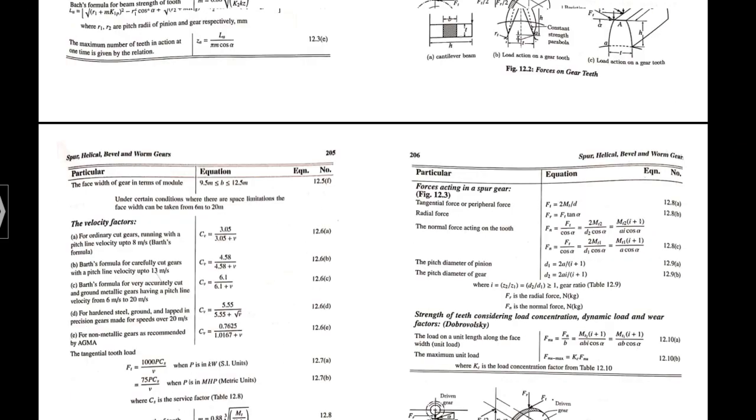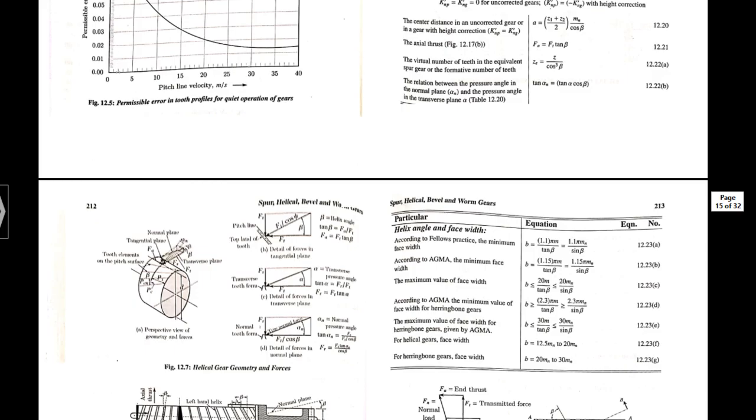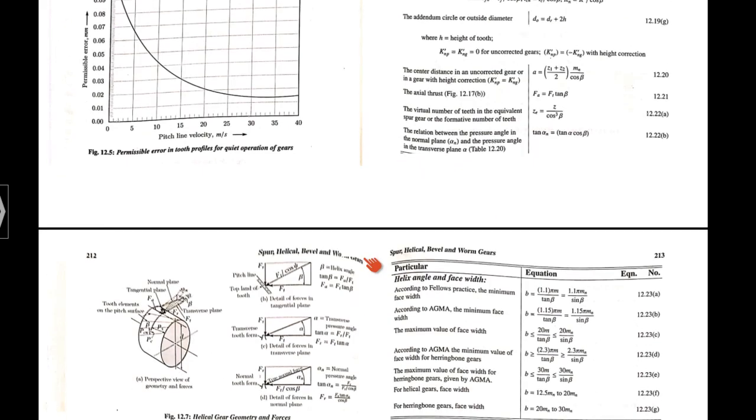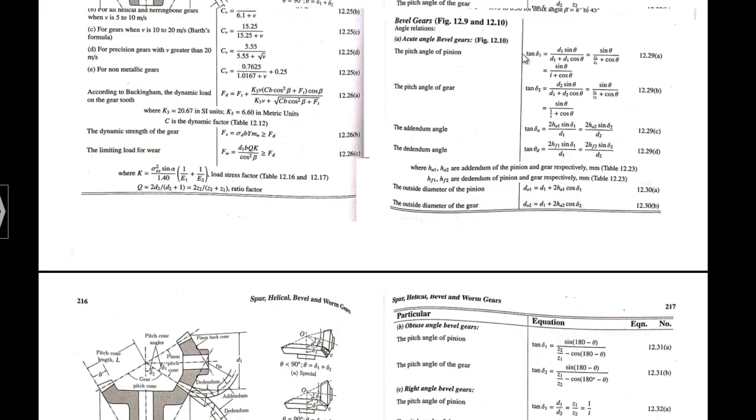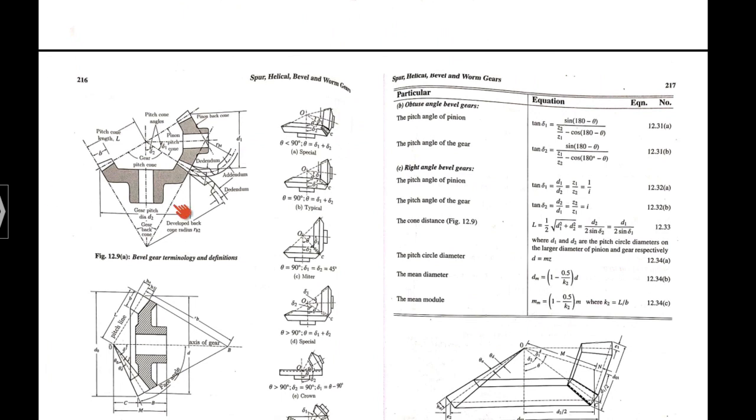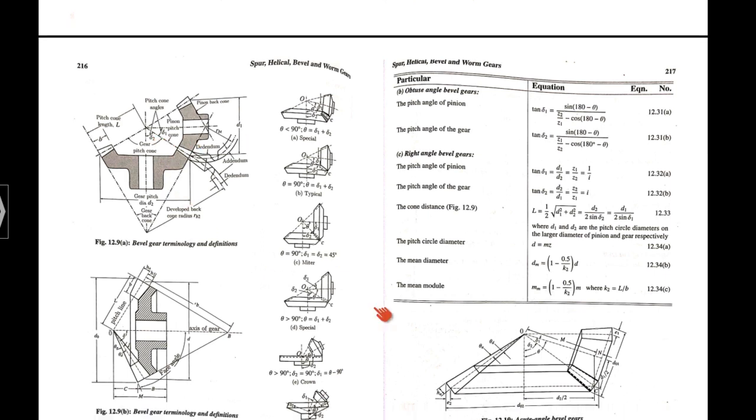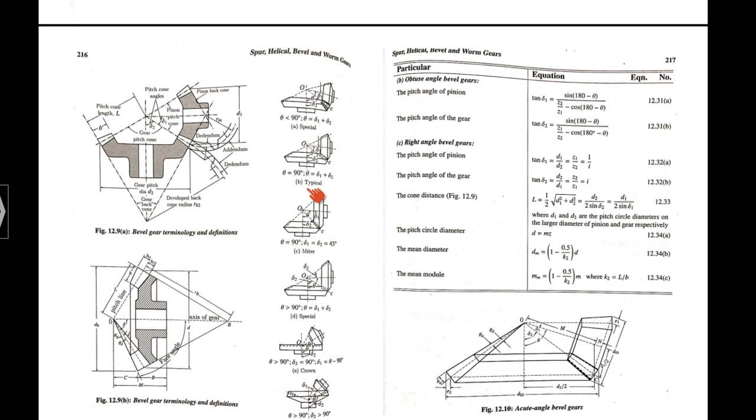So if you go to the data handbook, you can see this is the helical gear, and moving forward we can see the details of the bevel gear. See, the image is right over here: the pitch cone length L, B, all these things are very familiar to you. The figures are readily available in your data handbook, and the different types of bevel gear, special type, typical type, miter gear, all those things are given here, the nomenclatures, everything.